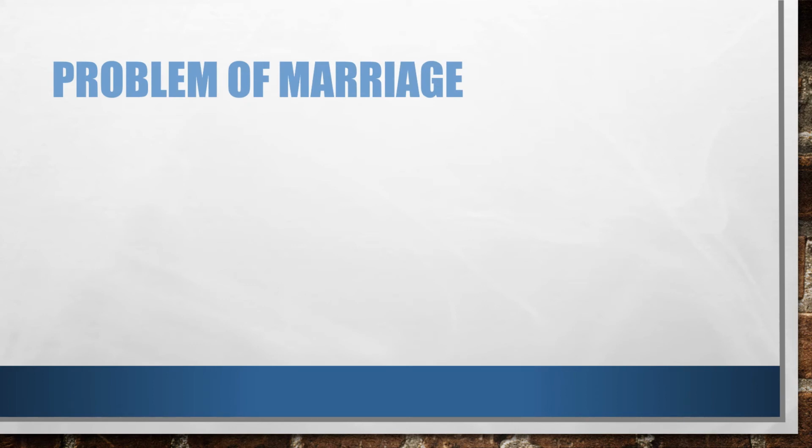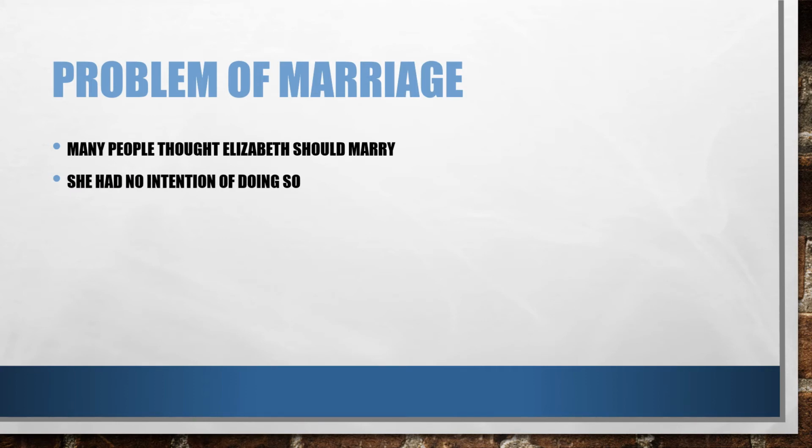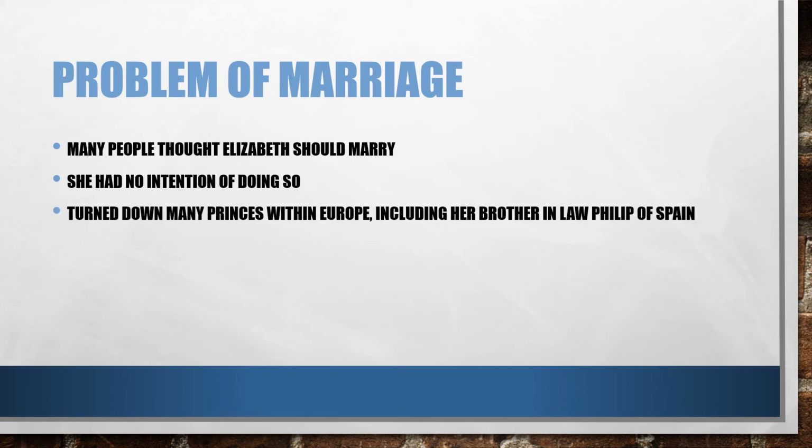This leads on to the problem of marriage, as many people felt that Elizabeth should marry in order to provide an heir. Unfortunately, she had no intention of doing so, and the suitors that were available included the King of Sweden, the Prince of Denmark, as well as her brother-in-law, Philip II of Spain.